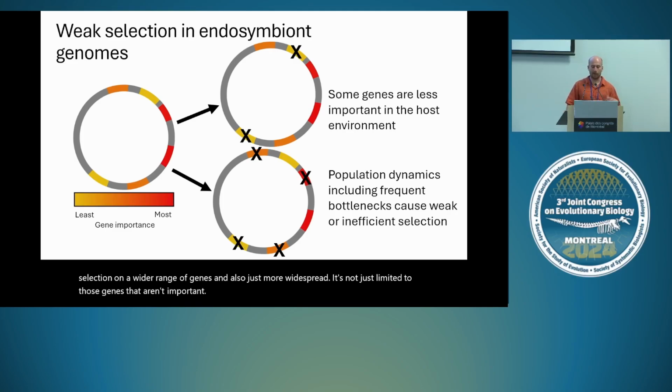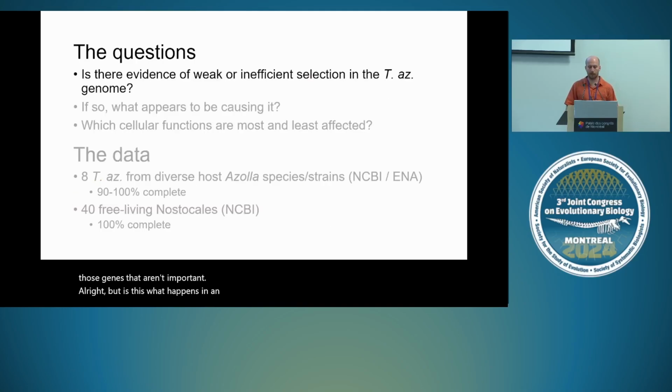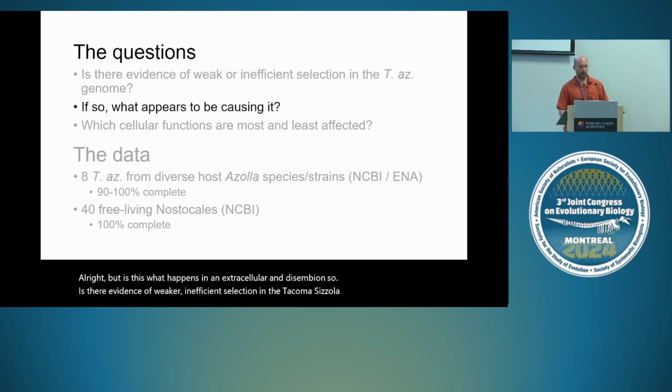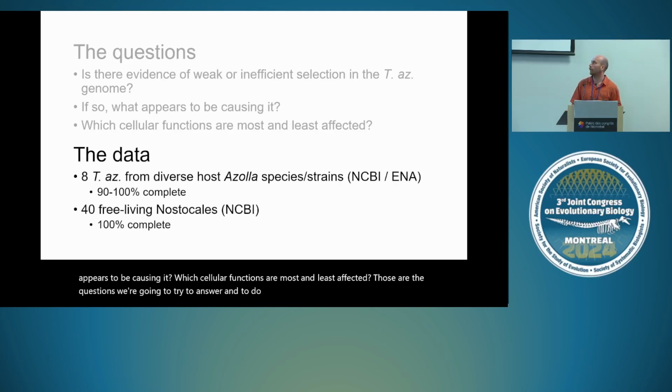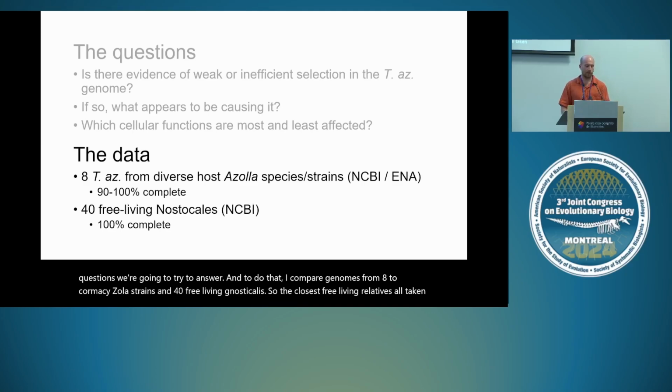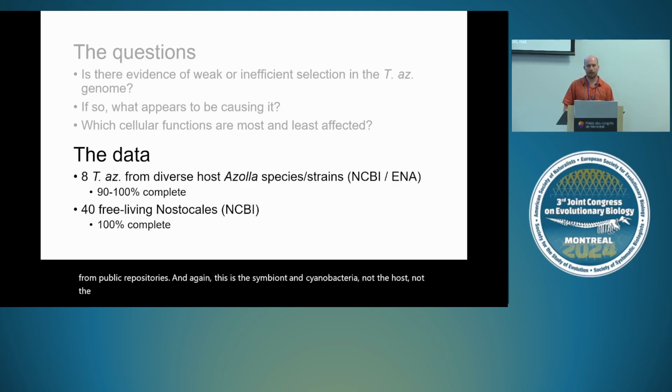All right, but is this what happens in an extracellular endosymbiont? So is there evidence of weak or inefficient selection in the Trichomonas azola genome? If so, what appears to be causing it? Which cellular functions are most and least affected? Those are the questions we're going to try to answer. And to do that, I compare genomes from 8 Trichomonas azola strains and 40 free-living Nostocales, so the closest free-living relatives, all taken from public repositories. And again, this is the symbiont and cyanobacteria, not the host, not the plant.